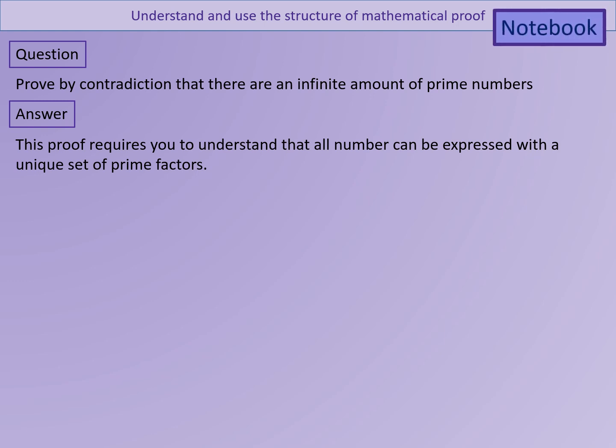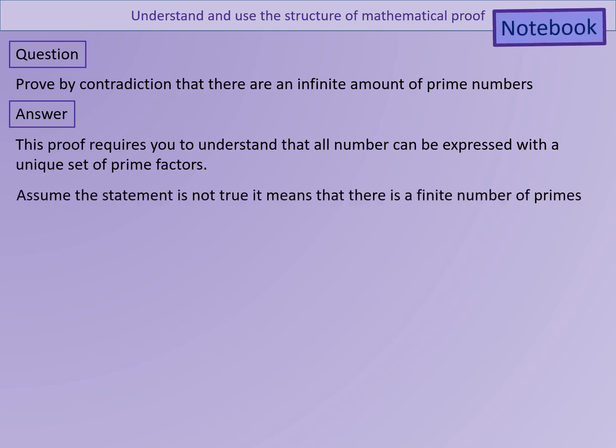It's exactly the same for 20. Don't forget you can use more than one lot of the prime number. So for example, the only set of prime factors of 20 is 2 times 2 times 5, or sometimes you write it as 2 squared times 5. But there is no other number that has 2, 2, and 5 as its prime factors. Okay, so as long as you understand that, then you can start understanding this proof.